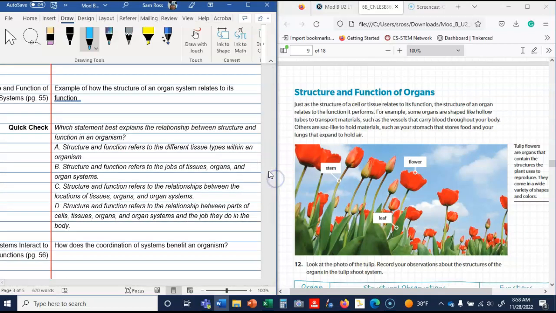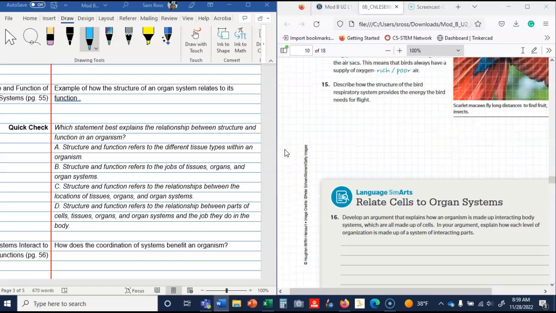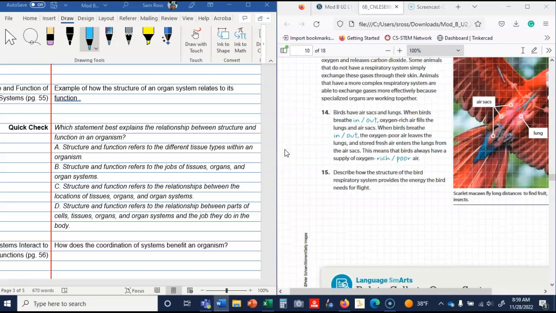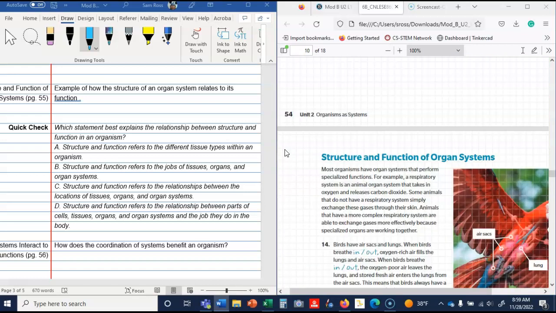And then we have an example of how an organ system relates to its function. So let's see if we can find that on page 55. That's 54. Oh, it doesn't look like it's there. Example of how the structure of an organ system relates to. Okay, so let's take a look at this.